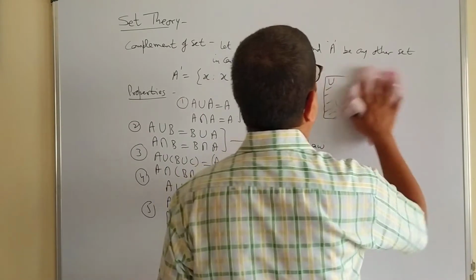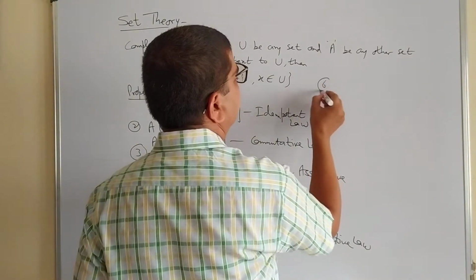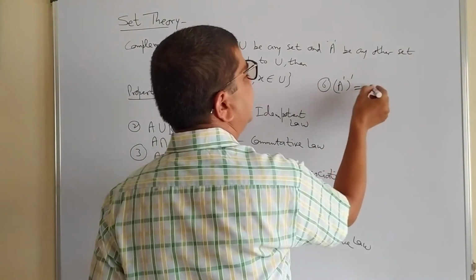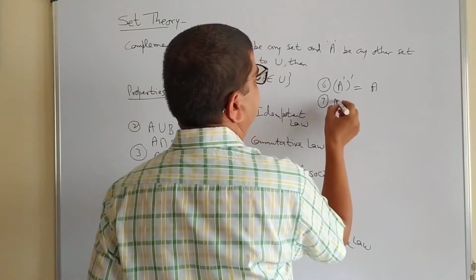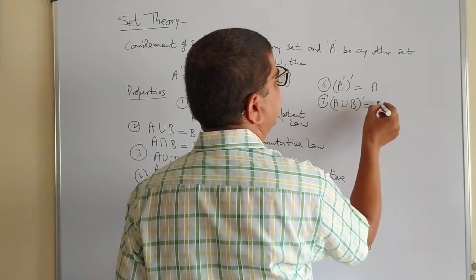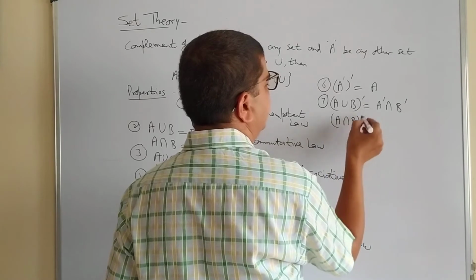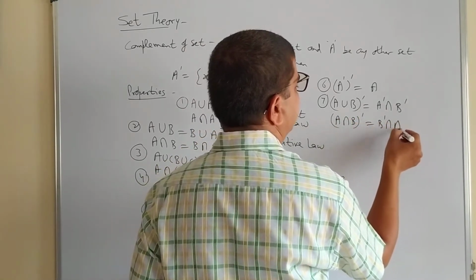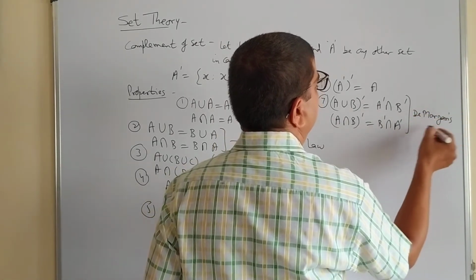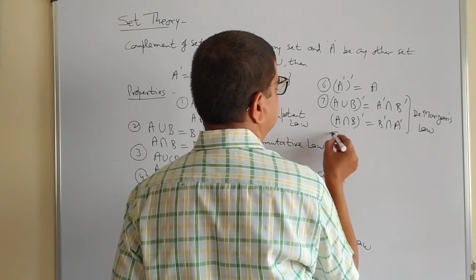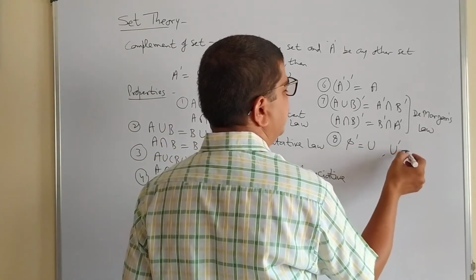अब हम बात करते हैं कुछ प्रॉपर्टीज की कॉम्प्लीमेंट ऑफ सेट से रिलेटेड. A complement, अब फिर कॉम्प्लीमेंट कर दो, you will get A. Complement of set is A union B complement will give you A complement intersection B complement, and A intersection B complement is A complement union B complement, known as De Morgan's law. Also, complement of phi is universal set and complement of universal set is phi.